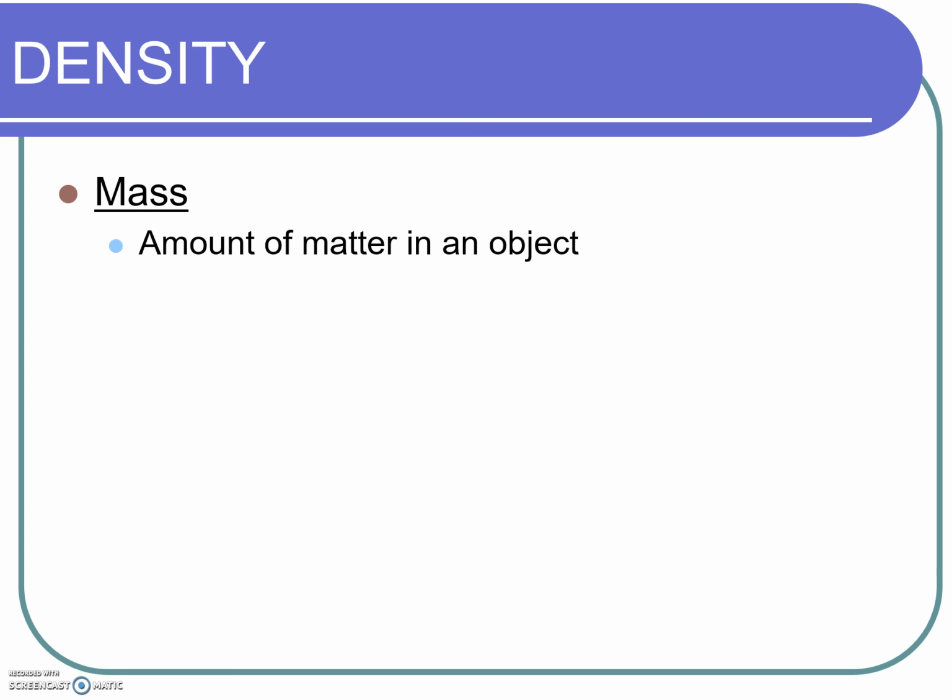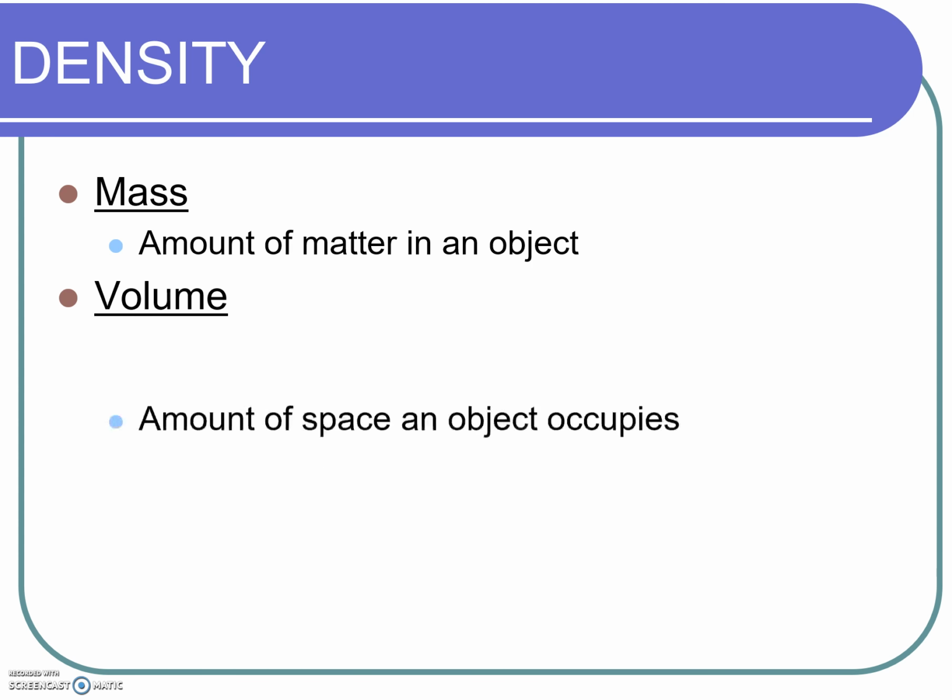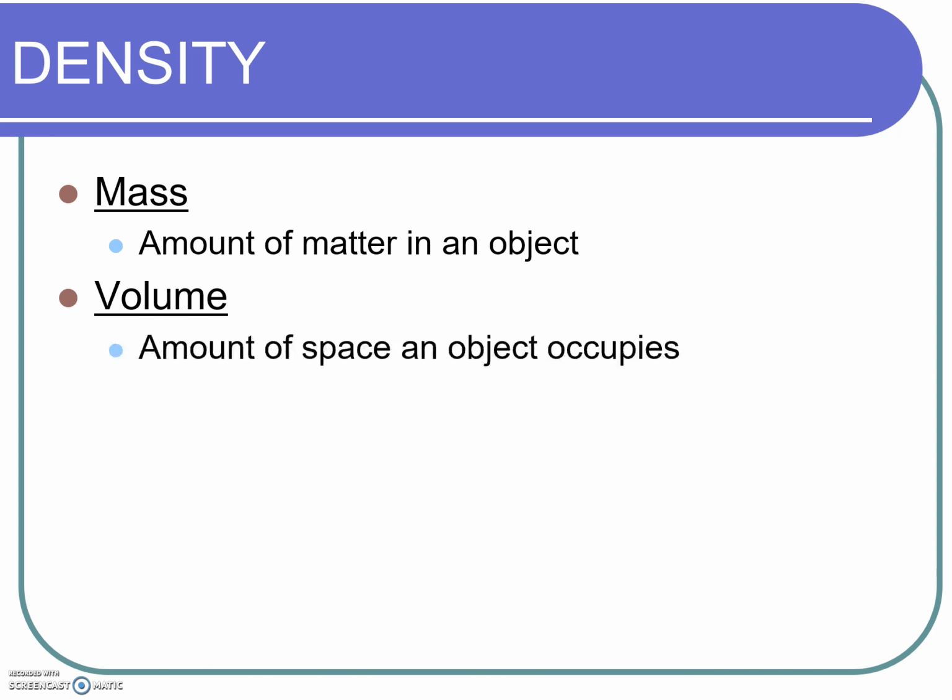In order for us to calculate density, we also need to know the volume of the object. And volume is a measure of the amount of space that an object occupies. If we're looking at a liquid, we can use a graduated cylinder and measure the volume in terms of milliliters. If we talk about a regular shaped object, we can take the length times the width times the height of the object, and that will give us our volume in cubic centimeters. Or if we have an irregular shaped solid, we can use a method called displacement of water to calculate the volume. And then we'd have milliliters for our units.